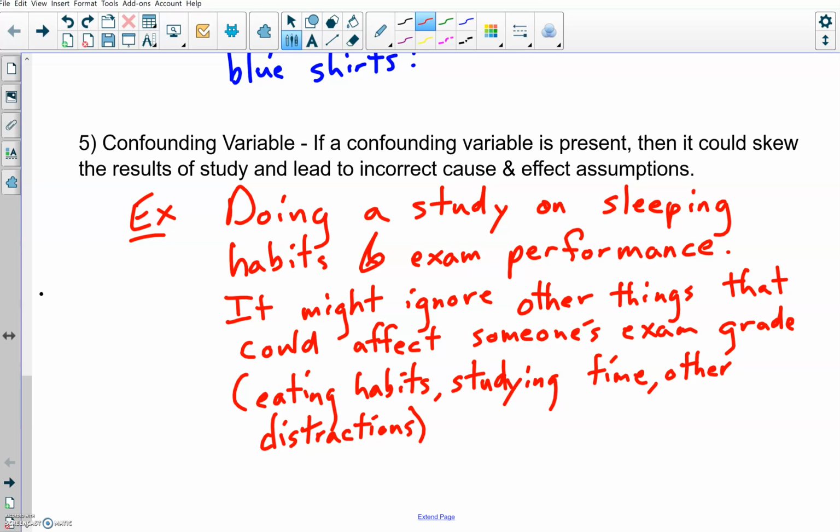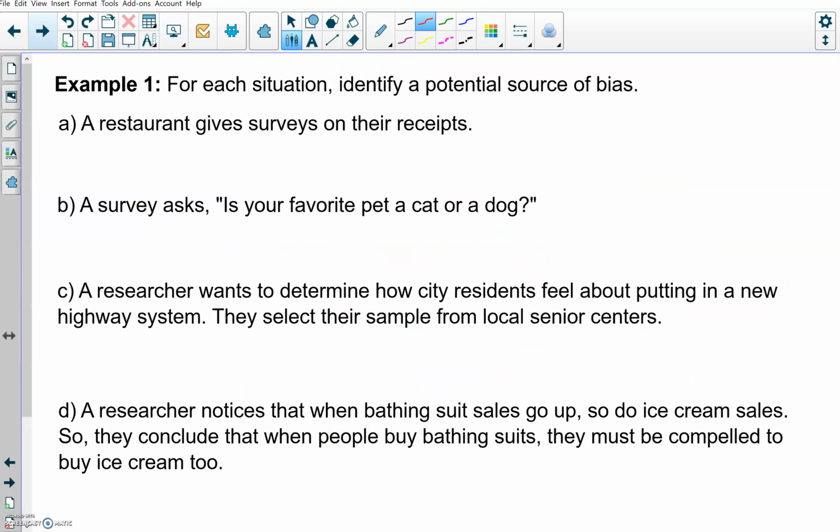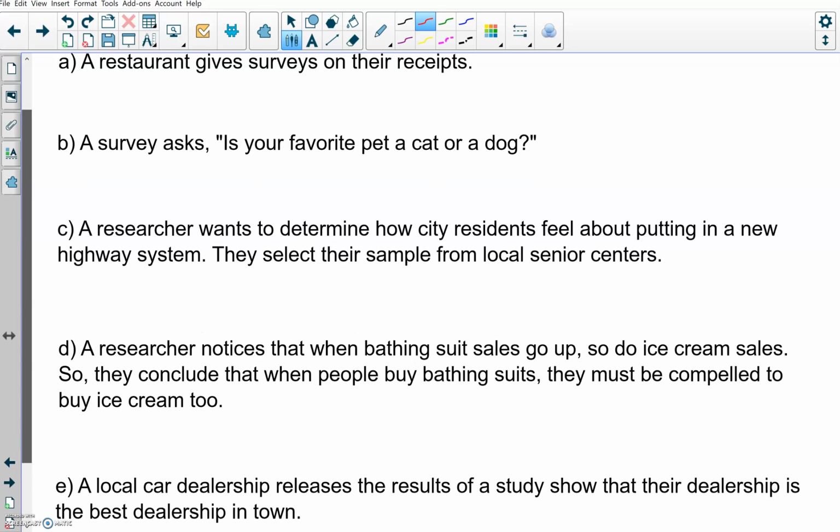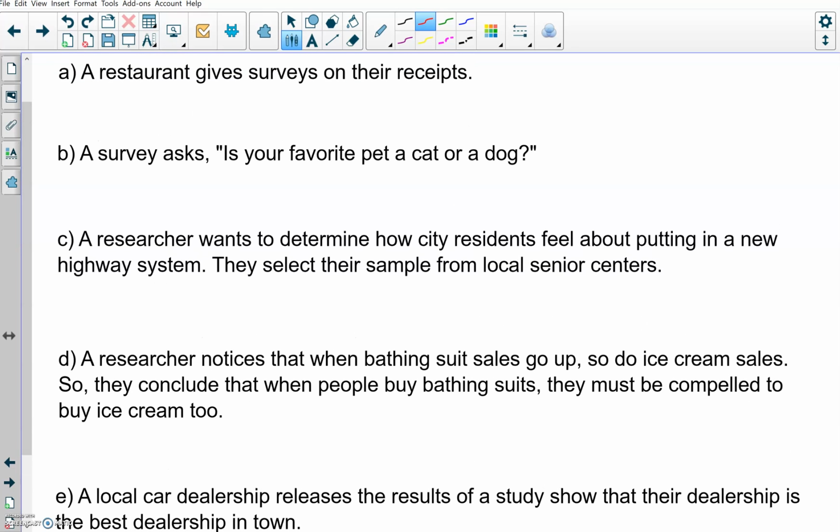All right, so let's see here. I only have a few seconds left. What I want you to do is go ahead and try these 5 problems here. Identify the potential source of bias in each, and you'll have to come back to part 2 of the video for this section in order to get the answers. I'll see you there.